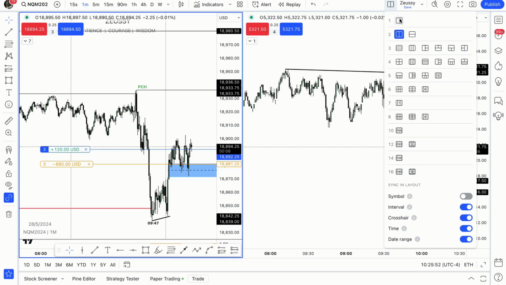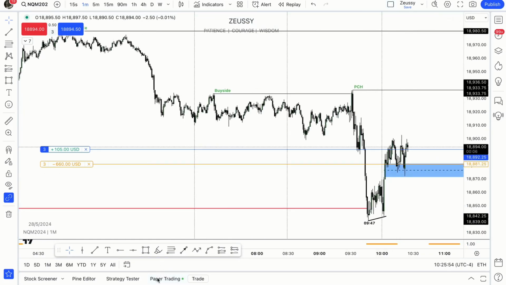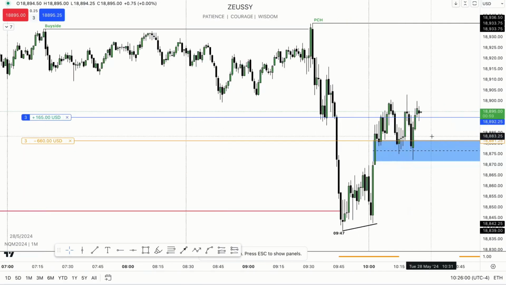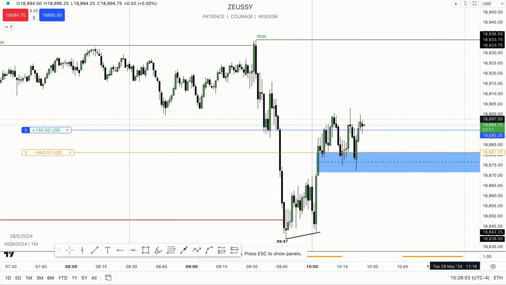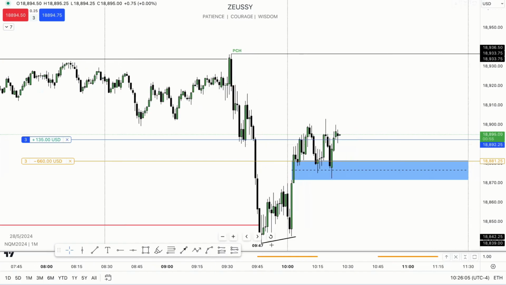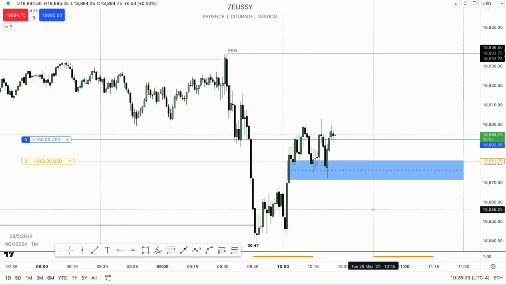So let's go to Nasdaq and let's take a look at this delivery. As you can see on the bottom here it says paper trading. Again, this is not an environment in which I would try to push it. So let's zoom into this delivery. And let's see whether or not we are going to see a run higher.